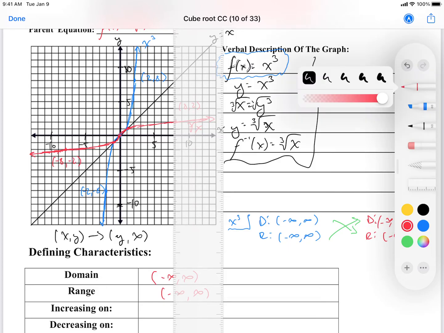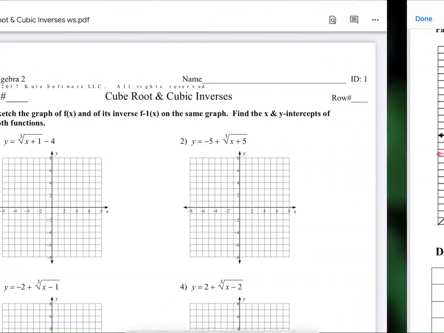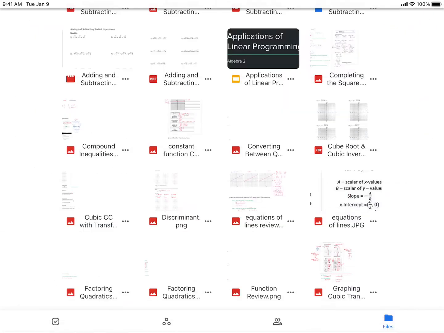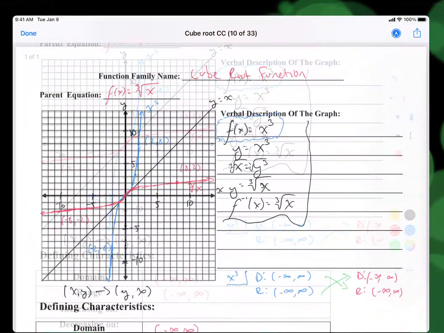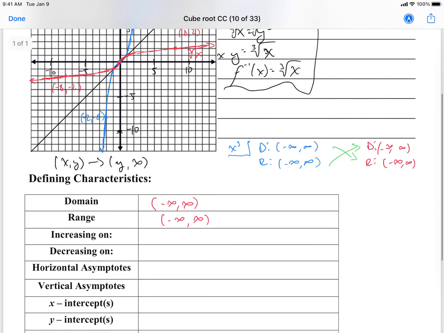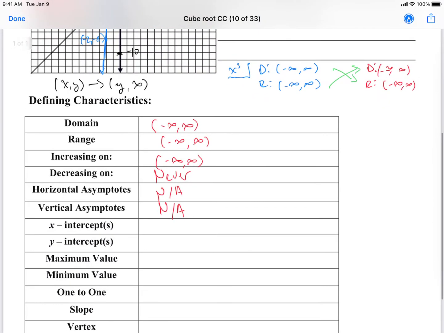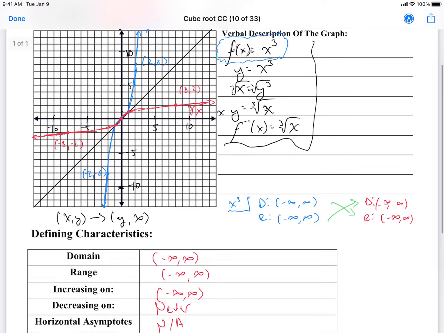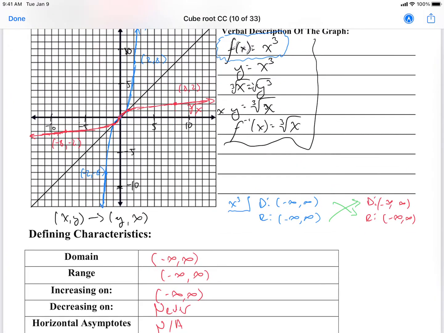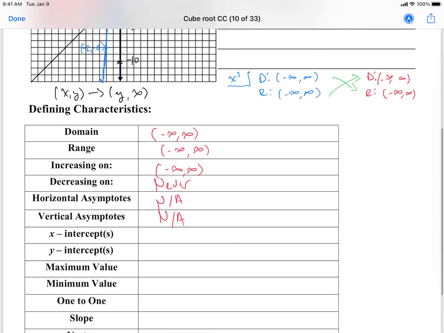So the interval on which it's increasing... we know it's increasing on the entire domain, and it's never decreasing. Horizontal asymptotes and vertical asymptotes? Nada. Okay? We'll get to the x and y intercepts in just a little bit. So, maximum value, minimum value. Do we have a max or min anywhere? No. We have no max and no min.